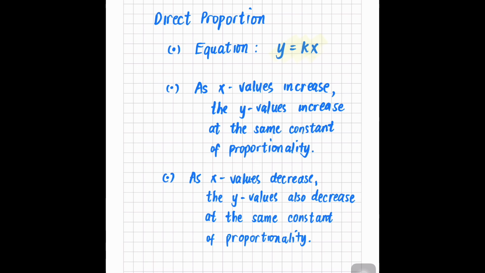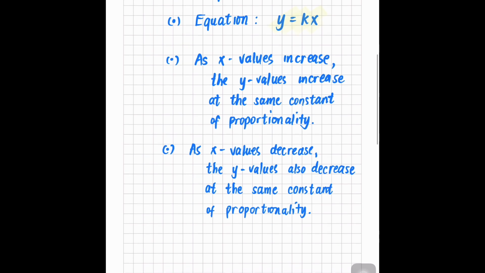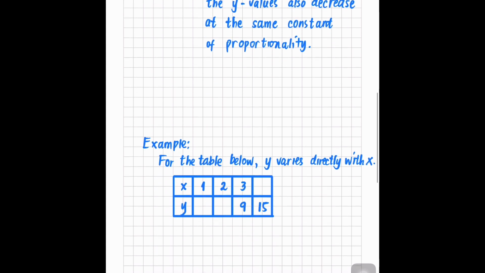So direct proportion also tells us that as x values increase, the y values also increase at the same constant of proportionality. Also, if x values decrease, the y values also decrease for the same value of k, or the constant of proportionality. Let's take a look at an example to further understand this.